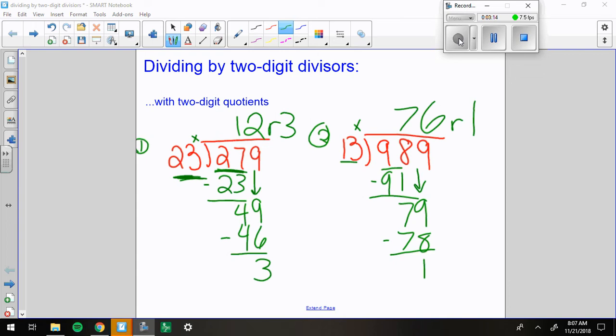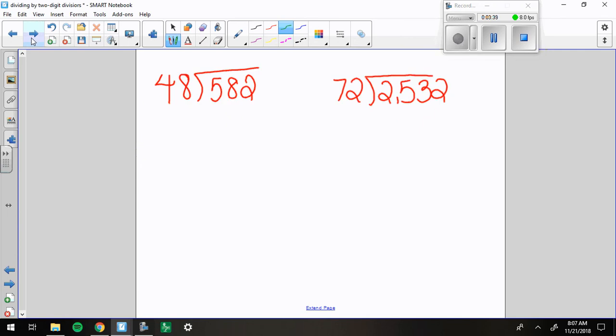All right? So that's really where we're at here. We're only adding a digit to our divisor, and we're still taking that divisor and asking if it goes into our dividend. If it doesn't go into just the first digit alone, you take the second digit too. Instead of just looking at 2, we're going to look at 27. Instead of just looking at 9, we're going to look at 98.